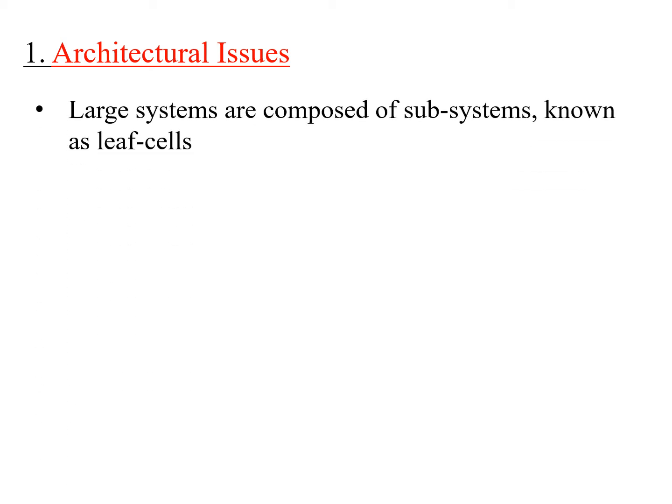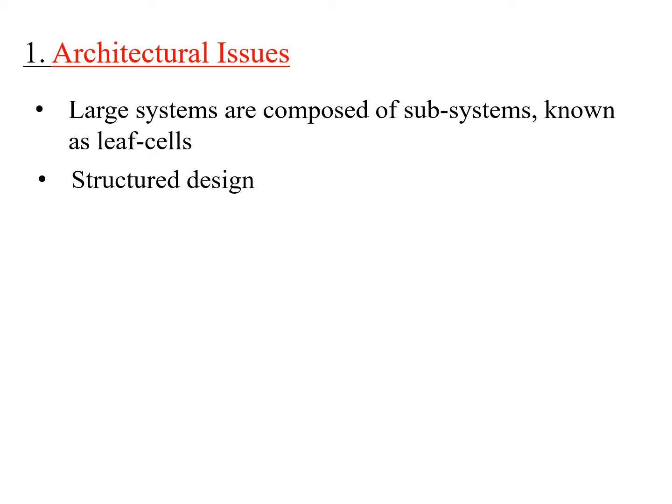As you know, whenever you are designing any architecture, you will come across many types of problems. The first problem you will encounter in this architectural issue is how to divide your large complex system into simple systems, that is, we call it a subsystem. Now if this subsystem is a basic building element of your design, then that element we call a leaf cell. So this is what you actually mean by a leaf cell.